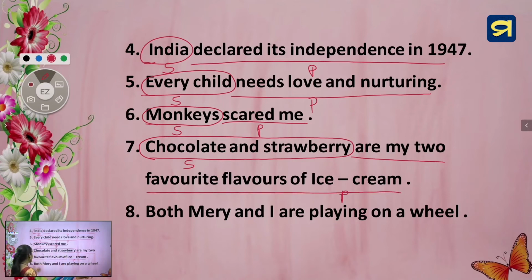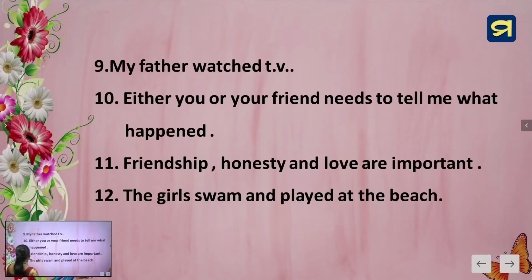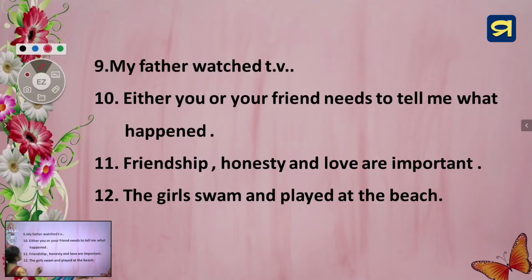Okay. Next, both Mary and I are playing on a wheel. So who? Both Mary and I. Both Mary and I is the subject, and are playing on a wheel is the predicate. Okay. Next, my father watched TV. My father watched TV. Okay. So who watched TV? My father. So my father is the subject. Watched TV is the predicate.